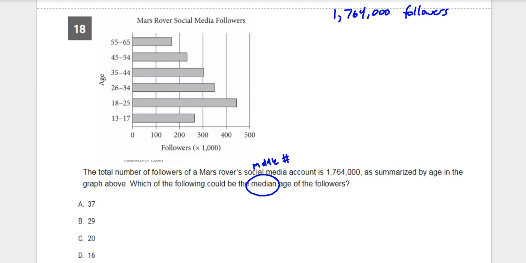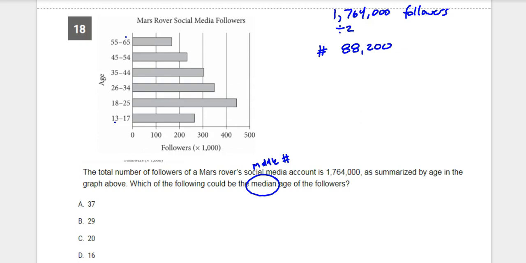So if we lined up all of the social media followers by age, it looks like our youngest one was 13, our oldest one was 65. If we lined them all up, we want to know who's right in the middle. Well, to find that middle number, if I lined up 1.7 million followers, I need to divide this by 2, and that'll give me the exact center. So 1,764,000 divided by 2 is 882,000. So whoever follower number 882,000 is, he or she represents the middle person.